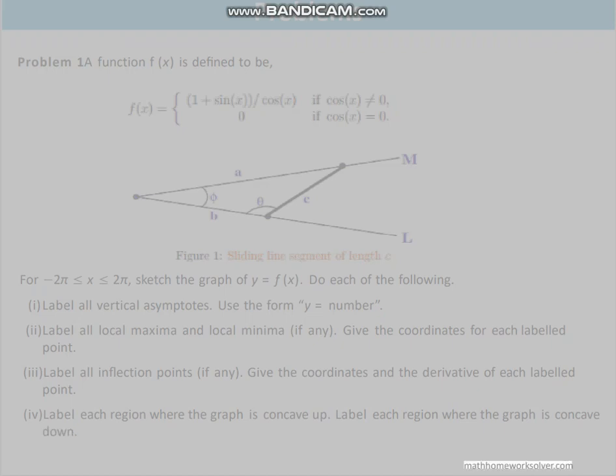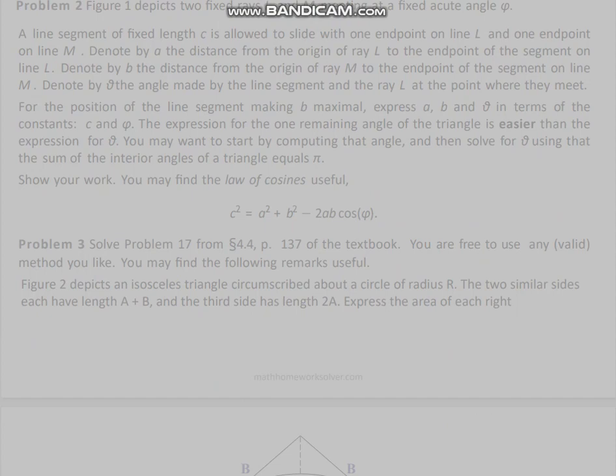Problem 2. Figure 1 depicts two fixed rays L and M meeting at a fixed acute angle phi. A line segment of fixed length C is allowed to slide with one endpoint on line L and one endpoint on line M. Denote by A the distance from the origin of ray L to the endpoint of the segment on line L. Denote by B the distance from the origin of ray M to the endpoint of the segment on line M.